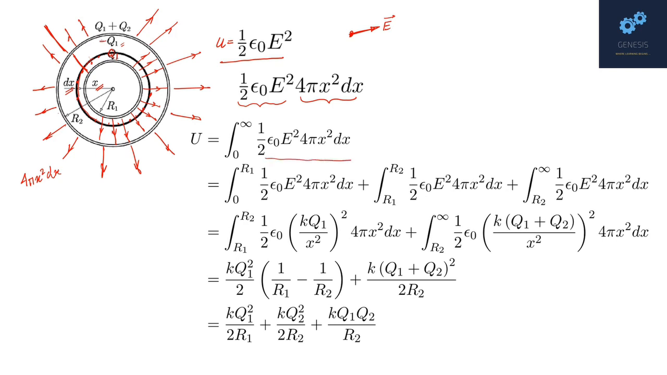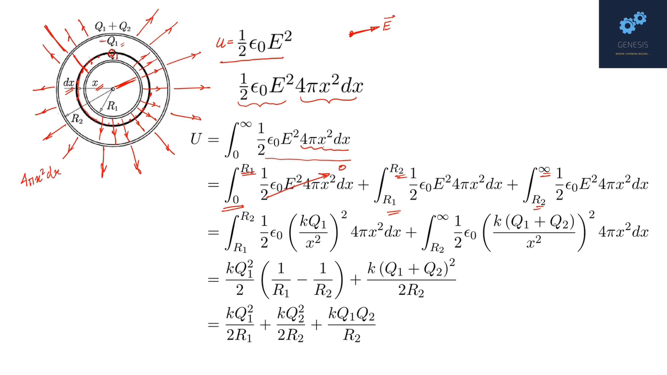So this expression is the energy stored in this small part. Now take x from 0 to infinity. Now I'm breaking this integral into three parts. First from 0 to r1, second from r1 to r2, and third from r2 to infinity. Now from 0 to r1, in this region there is no electric field, and therefore this first term goes to 0. We don't have to bother about that integral.